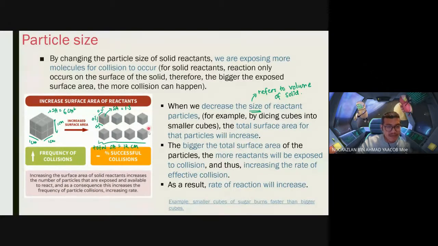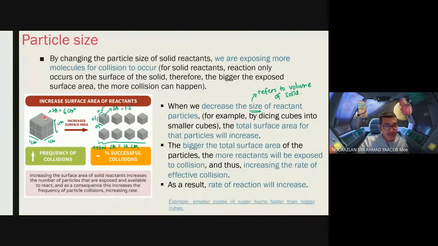Jadi isi padu dia semua total tetap sama, tapi surface area dia adalah untuk setiap satu ni 0.5 kali 0.5, kita akan dapat 0.25. Dan kita ada 6. Setiap satu cube kecil ni surface area dia adalah 1.5 cm square. Tapi kita ada 8. Kali dengan 8. Kita akan dapat 12 cm square.